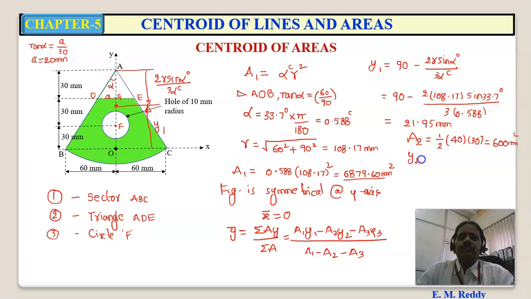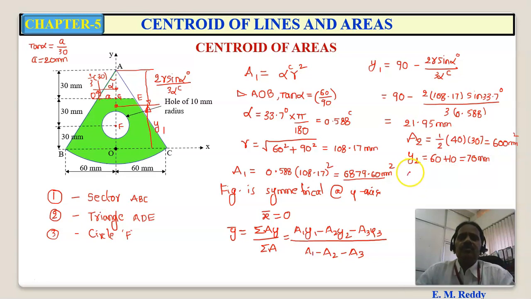Now y2. What is y2? Distance of centroid of this triangle from x-axis. So we know the distance of centroid of the triangle from base of the triangle is given by 1/3 of its height. But we want to measure from x-axis. So it is 60 plus 1/3 of 30, 60 plus 10, 70 millimeters.